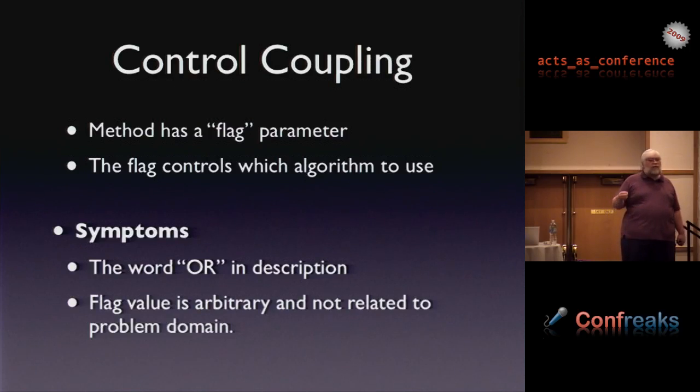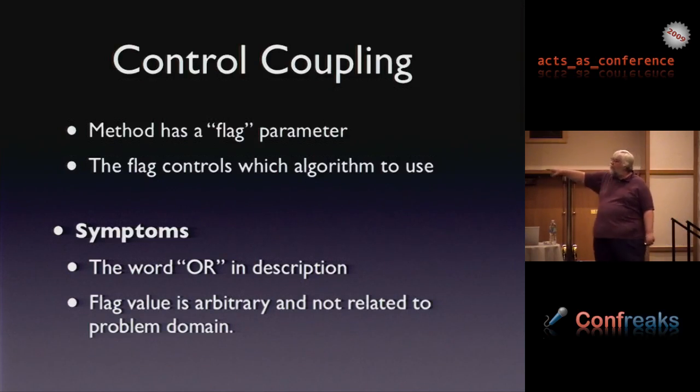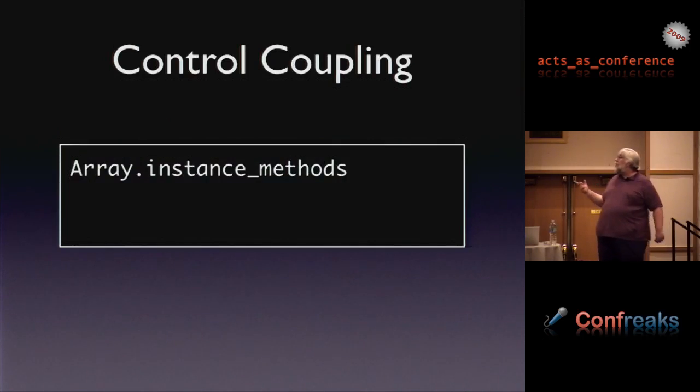Symptoms of this: if the method's description has the word "or" in it, or something that's semantically equivalent to "or", it doesn't help to just rewrite the description to use a different word. And also the flag value that you pass in is arbitrary. It has no domain meaning whatsoever. It's just got the meaning that you decide to pass in. An example of this is array instance methods. What does this method do?